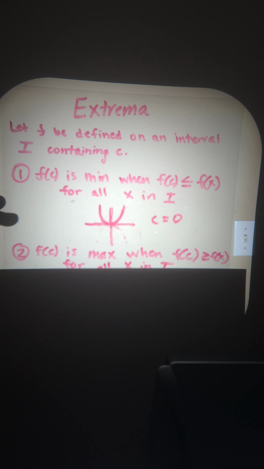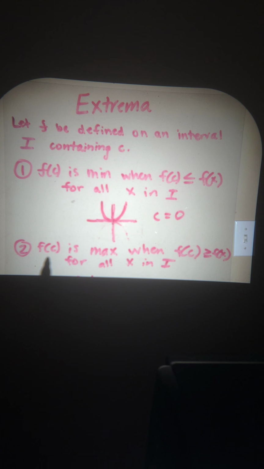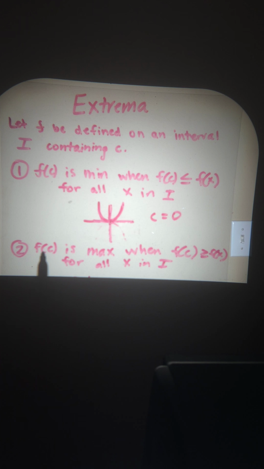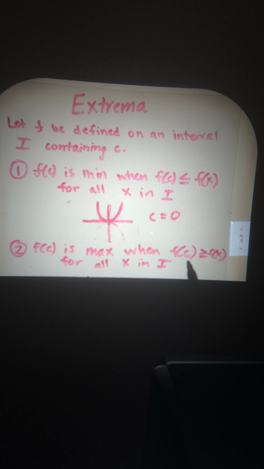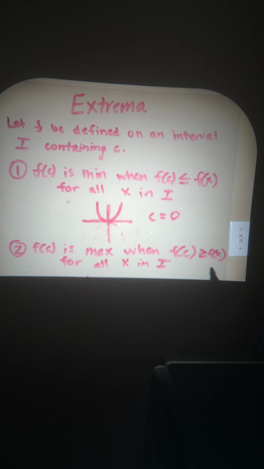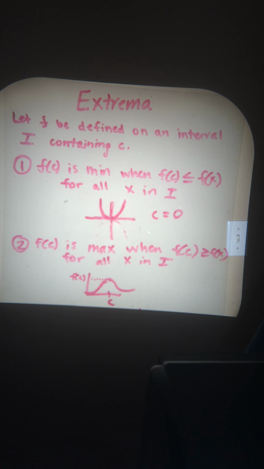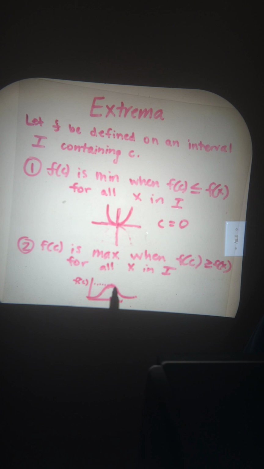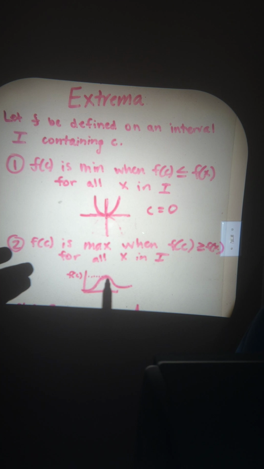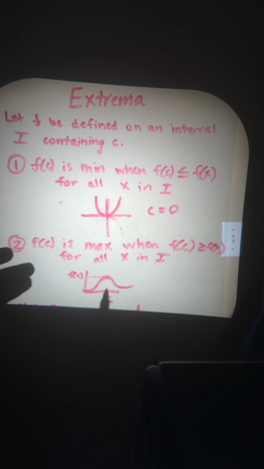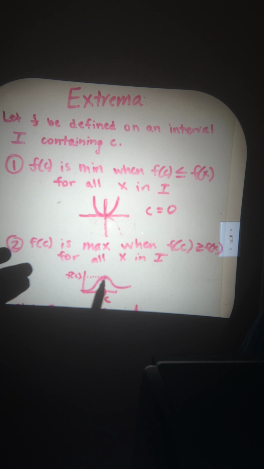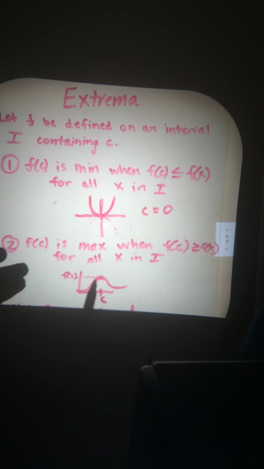And then the other way we can look at it is if it's a maximum. f of c is a maximum when f of c is greater than or equal to f of x for all x in the interval. Here I've drawn a picture. Let's say it looks something like this. We know this is a max, so this is our c point, and f of c is greater than all these other y values.